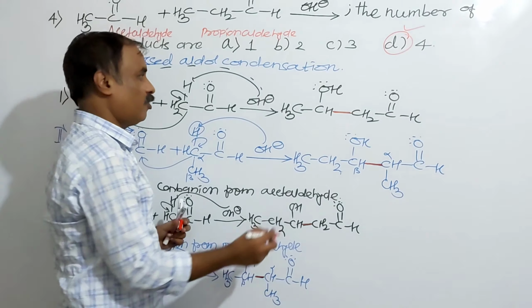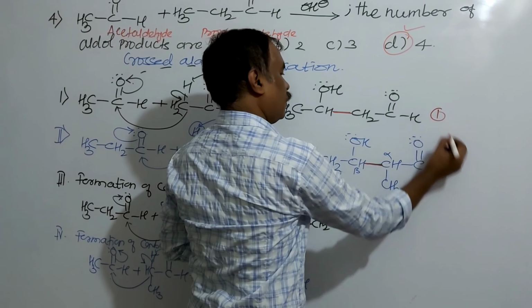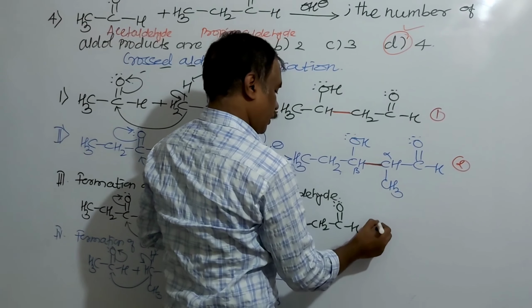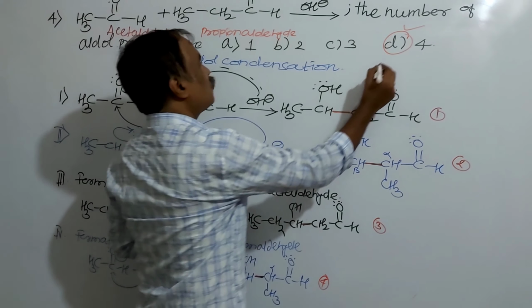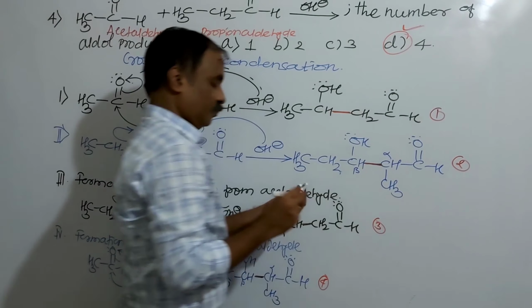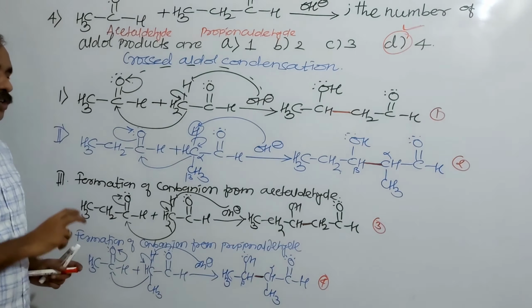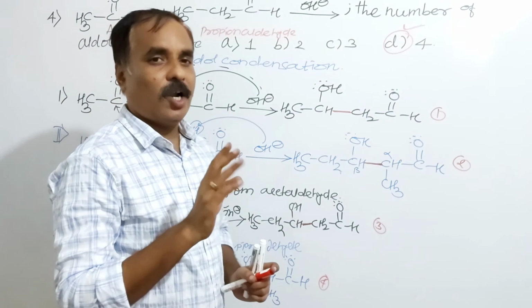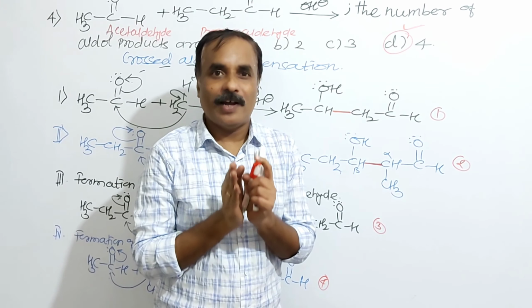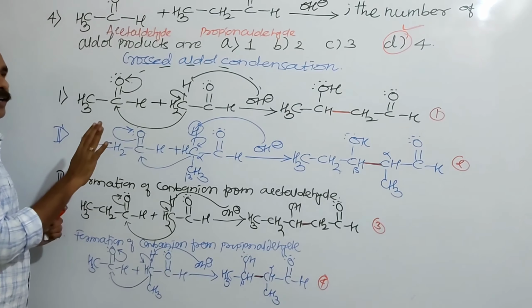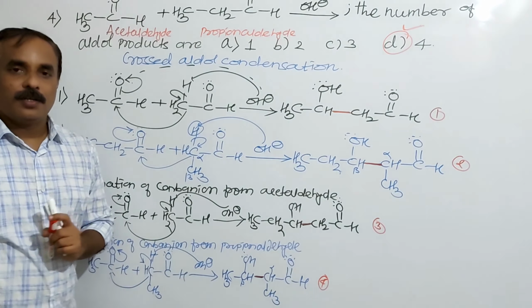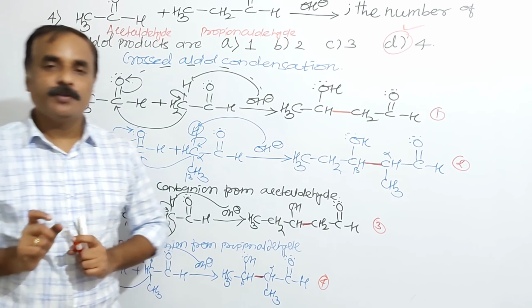So how many aldol products are possible? Here it is 1, here it is 2, here it is 3, and here it is 4. And the answer is 4. So in this crossed aldol condensation, 4 aldol products are possible. That's 25% each. So this is an example of crossed aldol condensation. Answer is 4. Any doubt?